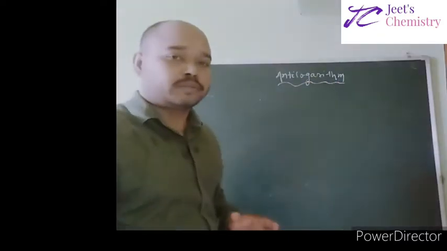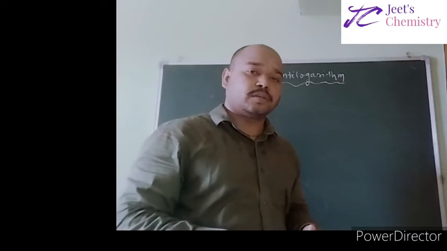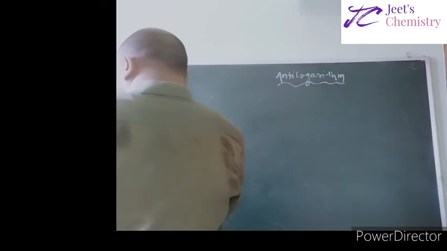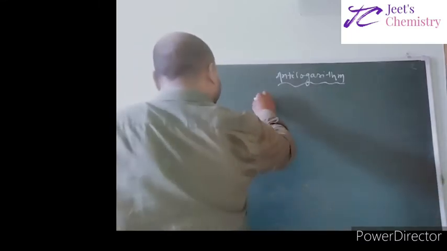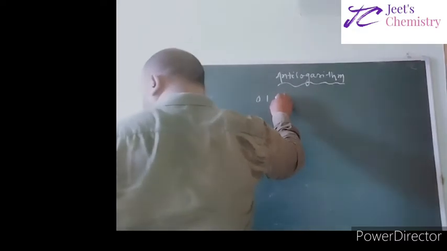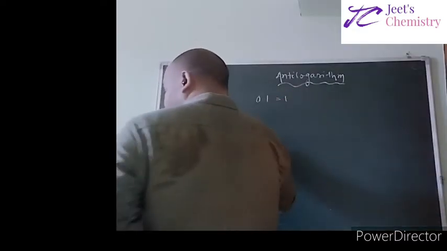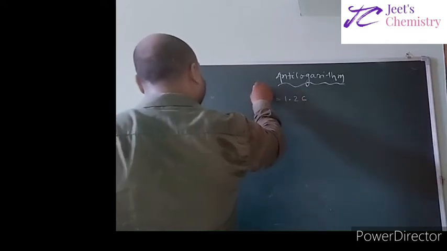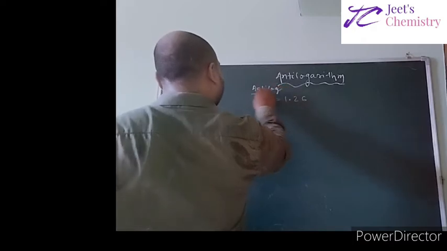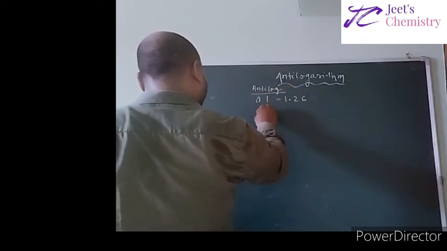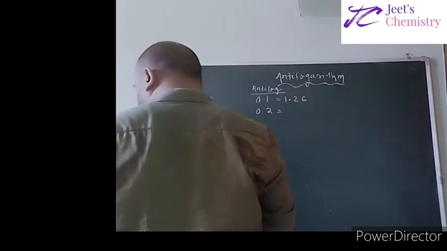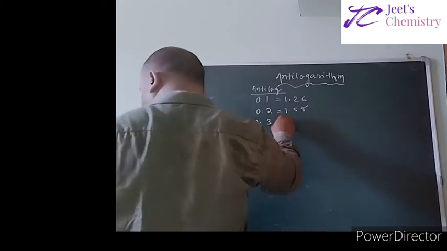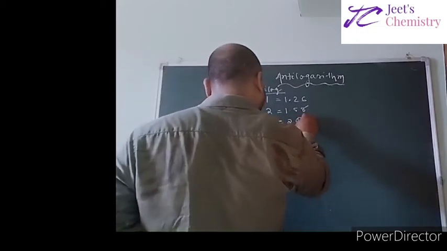Same procedure: we have to remember some values, then we will proceed. Okay, in the case of anti-logarithm, first we have to remember that if I am finding the antilog, 0.1 is equal to 1.26, 0.2 is 1.58, 0.3 is 2.0.